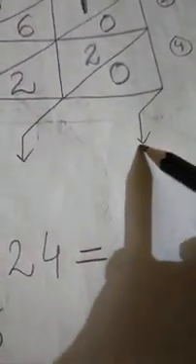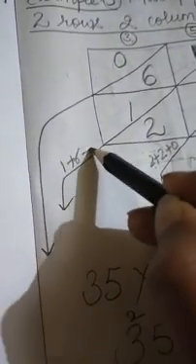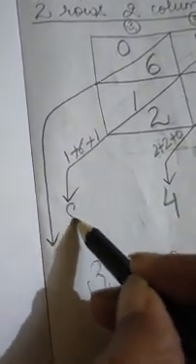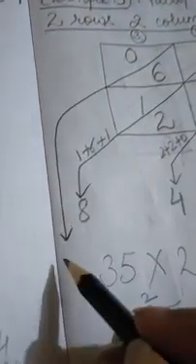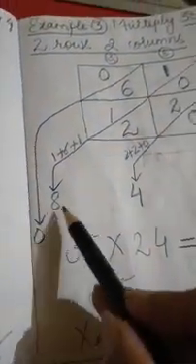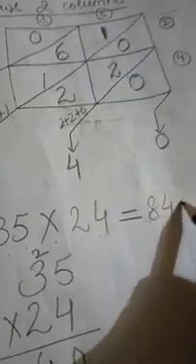Here there is only 0, so this will be 0. Now which numbers will be added diagonally? 0, 2 and 2. 2 plus 2 plus 0. 2 and 2, 4. So 4 will be here. Then these 3 diagonally, 1 plus 6 plus 1. 1 plus 6 plus 1. Here will be 8. And this last one is 0. So what did we get? 0 8 4 0. The first 0 we will ignore. So what is left? 840. 35 multiplied by 24, we got 840.